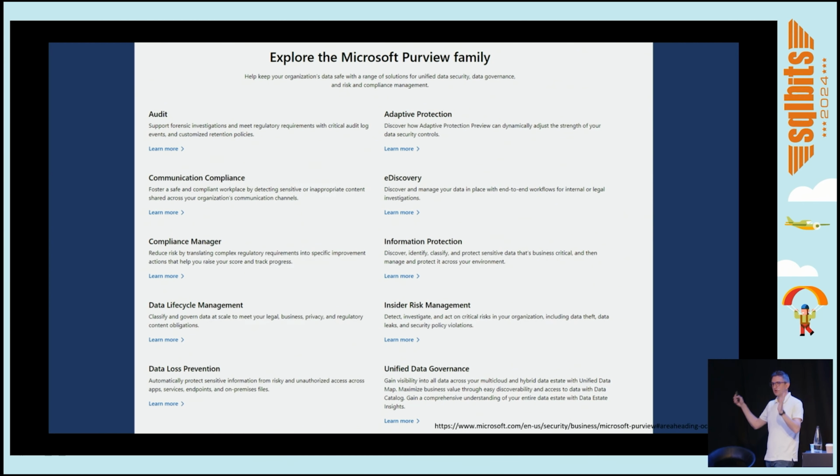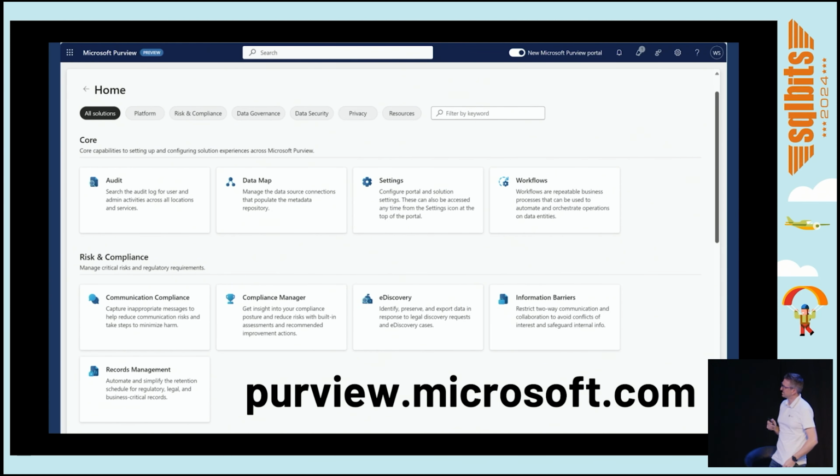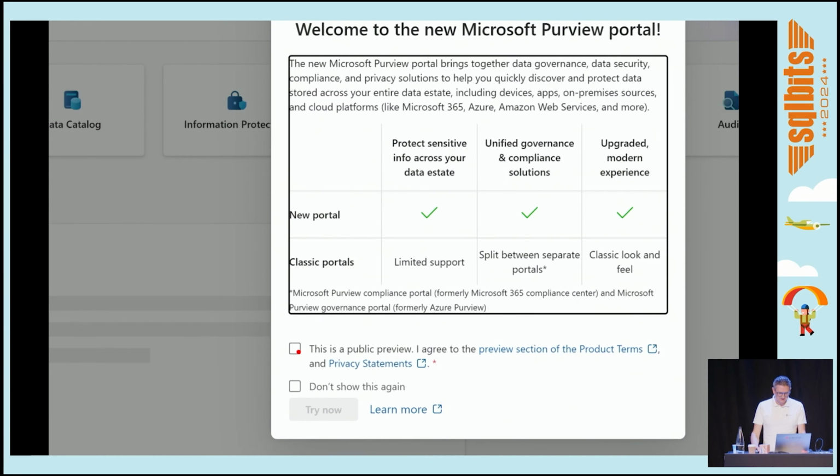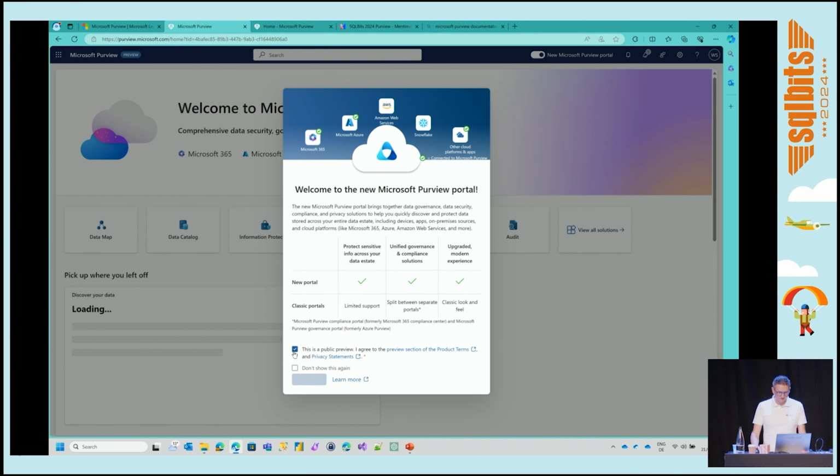In the beginning, it was the documentation. And right after the introduction of Microsoft Purview, there were two separate portals. So we had the data cataloging portal, and we had the compliance.microsoft.com portal. Last year, I can't remember the exact date, Microsoft introduced a new portal. So if you go to your browser, enter purview.microsoft.com, what you see is the unified Purview portal. So let's head over here. And that one is still, as you can see here, a public preview. So yeah, I'm going to use that.